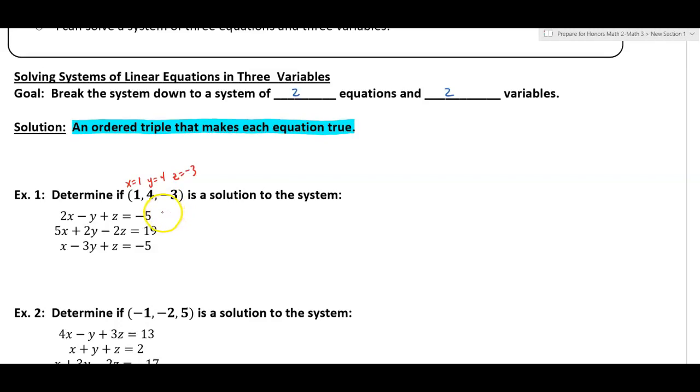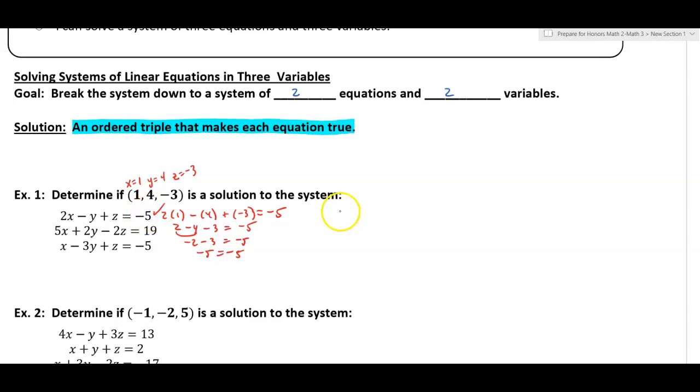So I'm going to plug this in. 2 times 1 minus 4 plus negative 3. Will that equal negative 5? Well, 2 minus 4 minus 3 gives us negative 2 minus 3, negative 5 equals negative 5. That one checks out.